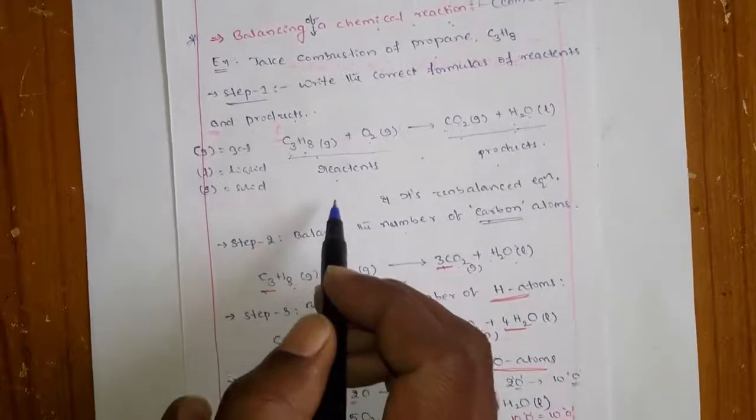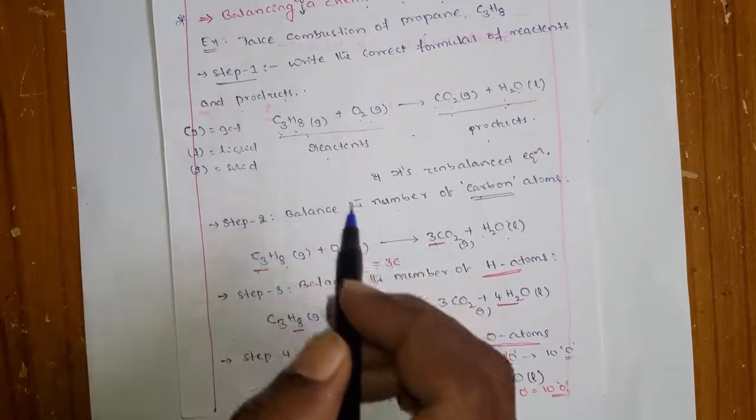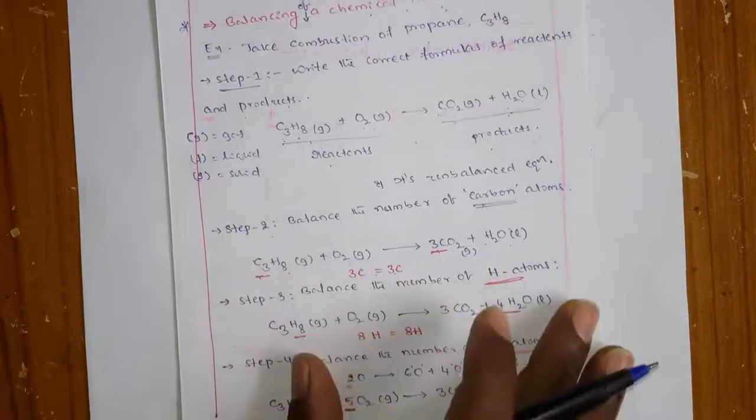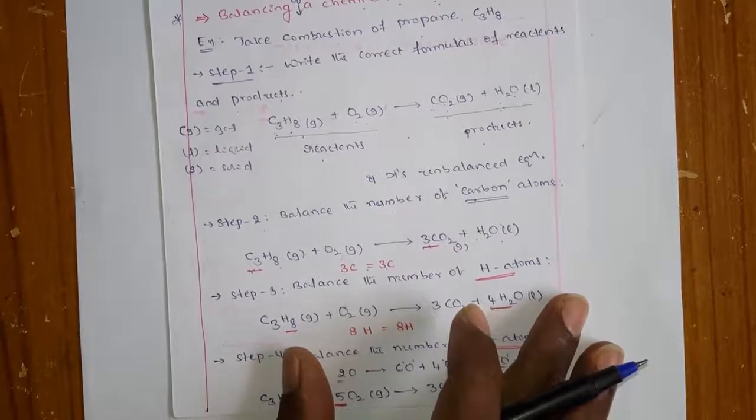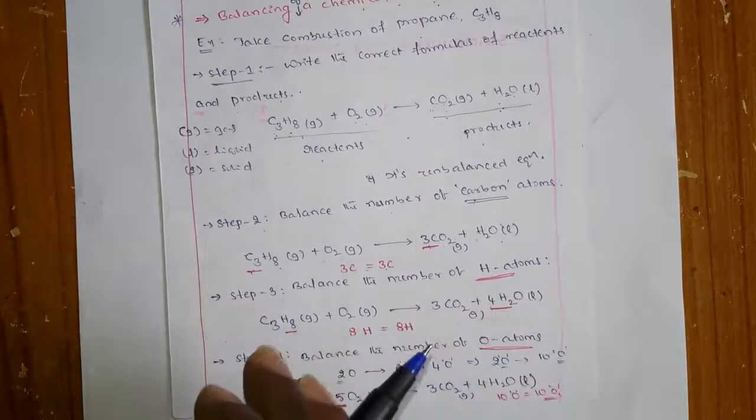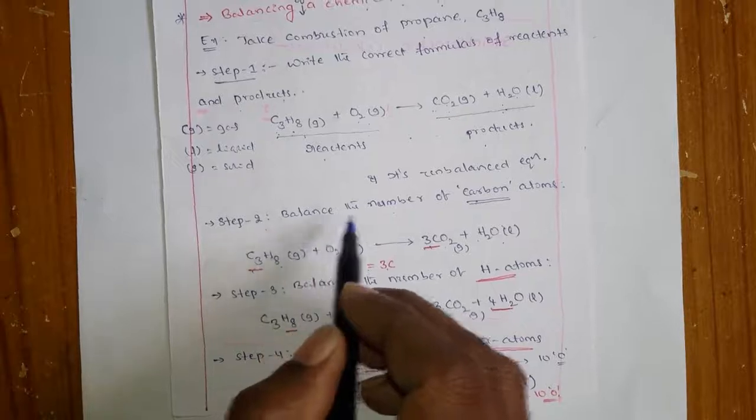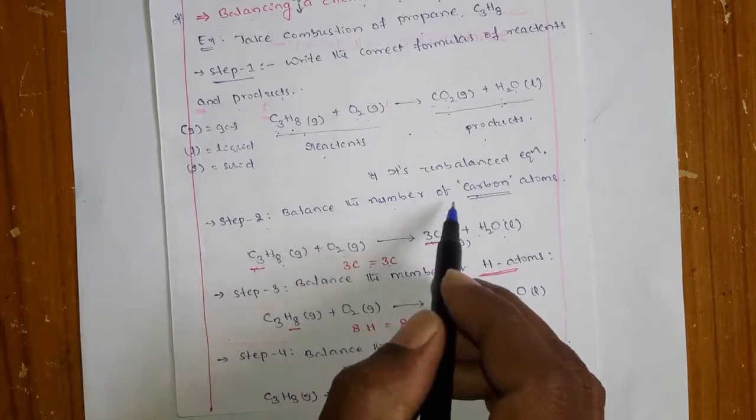Okay, so now what do you have to do? You have to balance this chemical reaction. Okay, so how can we balance it? There are a few steps in that. What is the first step? The first step is that you have to balance the number of carbon atoms.